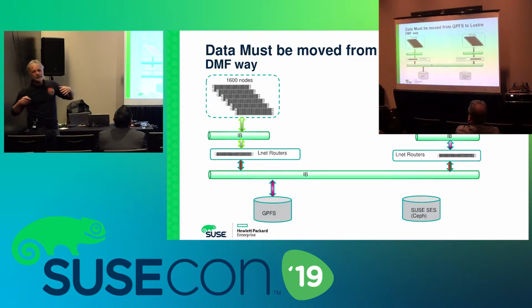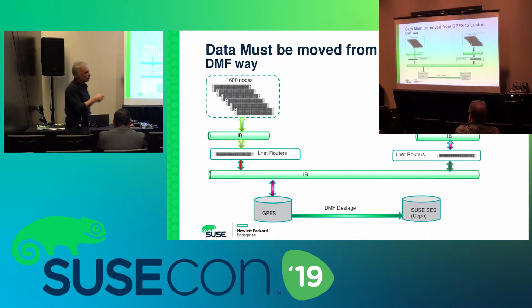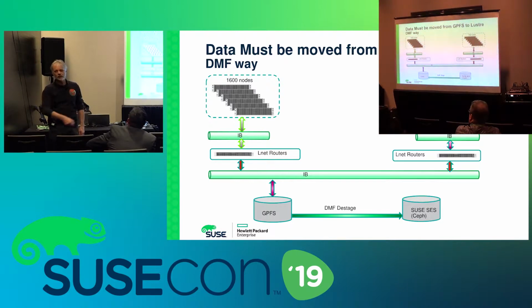If I could have had DMF, would the thing be different? The answer is yes. Because what you can do with DMF, if you remember what I was saying initially, you are taking away the metadata. So what you can do is just destage the files. That means you copy the files, including the metadata. You store everything inside the Ceph, and then you change to Lustre and you do a stage.